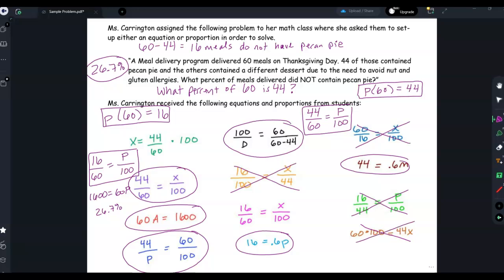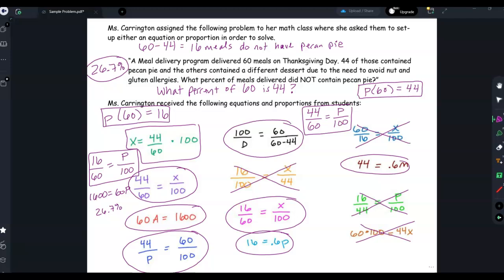So then, what about this one? 16 over 60 equals X over 100. Absolutely, that is exactly the same as this one. They've just used X instead of P, but it is otherwise correct. So that one looks great. And then I've kind of avoided this one because it looks a little funky, right? This first one here looks a little funky. And I think we've either circled or crossed out all the other ones. So what about that one?